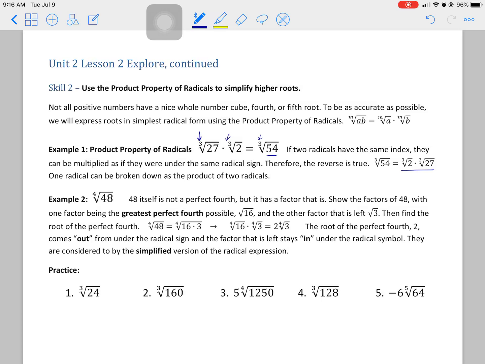Okay? So 54 is not a perfect cube. That's not on the list of perfect cubes. So look through your list for the perfect cube that is a factor, which is 27. 54 divided by 27 is 2. Okay, so the cube root of 27 is 3. So your final answer, as far as simplified goes, is 3 cube root of 2.